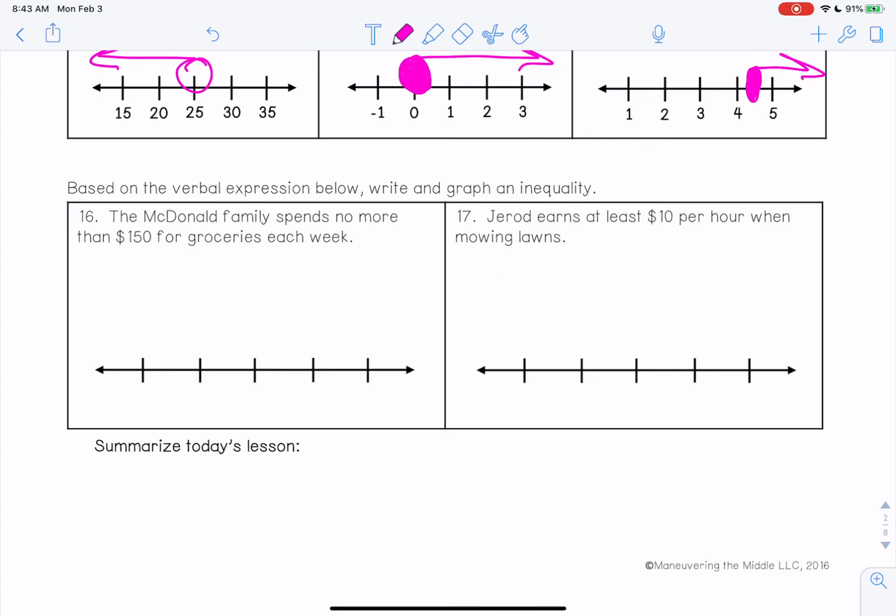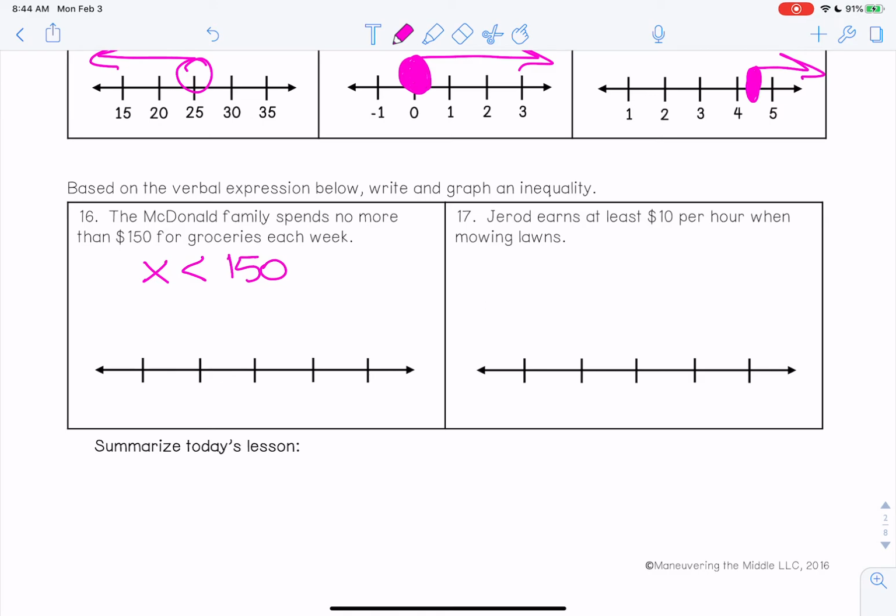Based on the verbal expression below, write and graph an inequality. So for 16, the McDonald family spends no more than $150 for groceries each week. So we have x and we have 150. No more than 150 means they can't spend anything bigger than 150, right? So x is going to be less than 150. 150 is going to be the biggest.